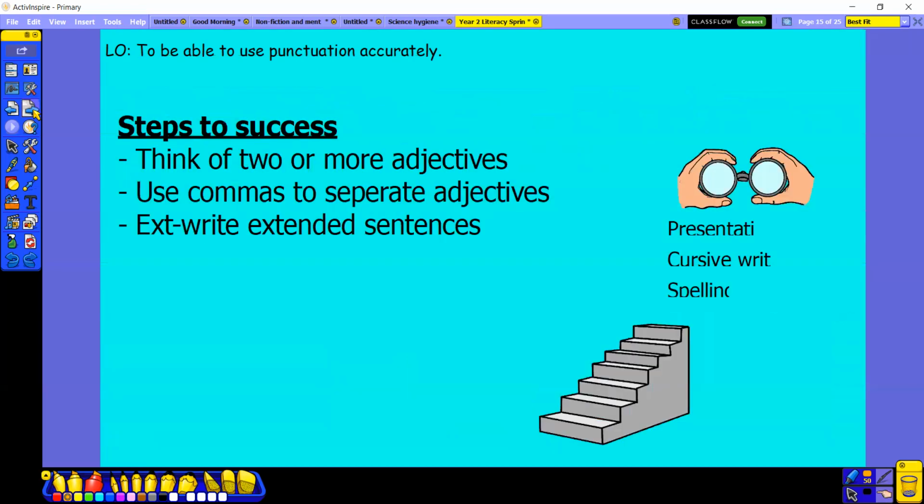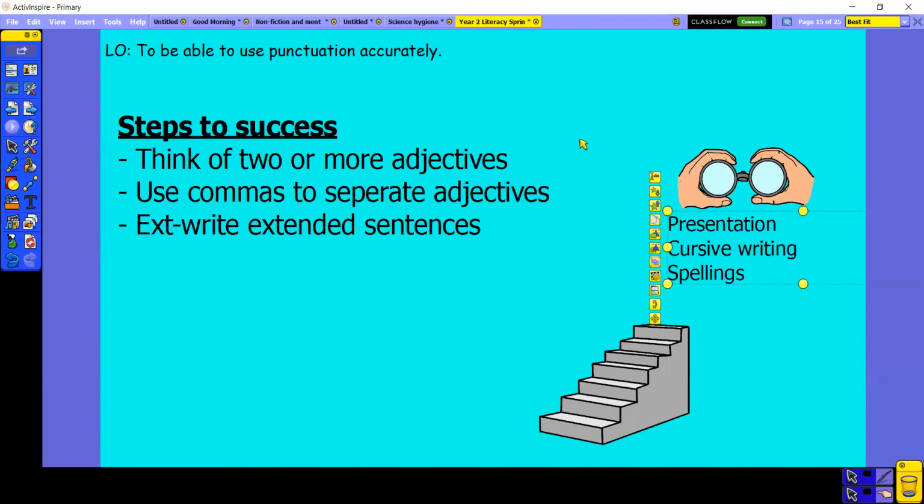Okay, right, so think steps to success today. Think of two or more adjectives, use commas to separate the adjectives. If you're really, really good with your writing, I'd like you to have a go at extending those sentences as well. See if you can put two ideas together in that sentence, or give me a reason. So use but or because, give me a reason with your writing.